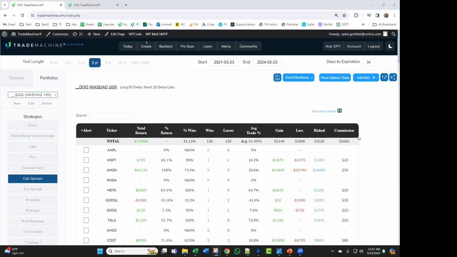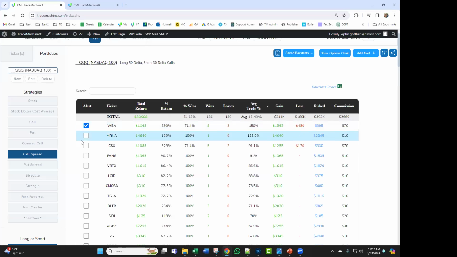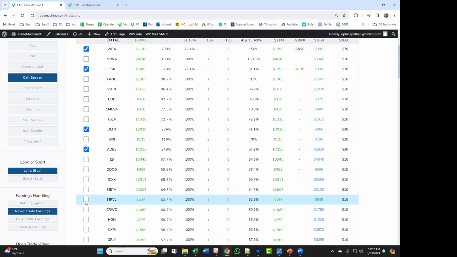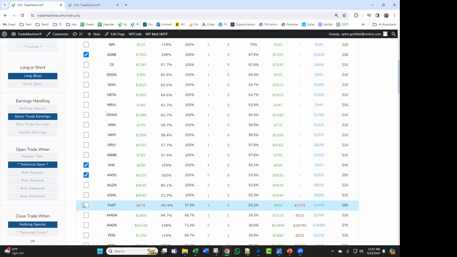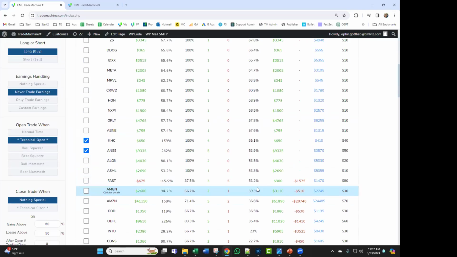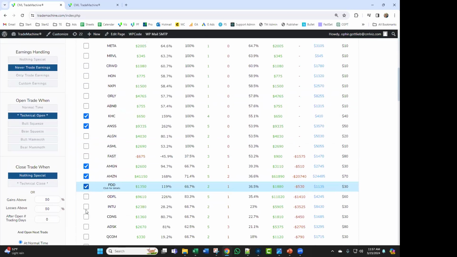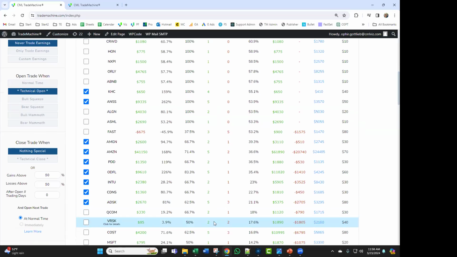Now that's good enough for me to say, aha, now let me pick the best. I want at least 3 trades, and you know this process, guys. That's Dollar Tree, Adobe. This is tech, so you're going to see some names you should recognize since we're all kind of tech obsessed. You actually could choose Fastenal if you wanted to. Amazon, Amgen, PDD, ODFL, Intuit, CDNS, Autodesk, Qualcomm if you want. I would say this is the bottom for me, 18%.